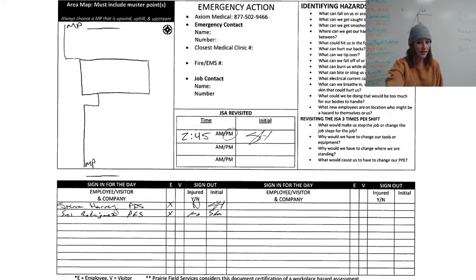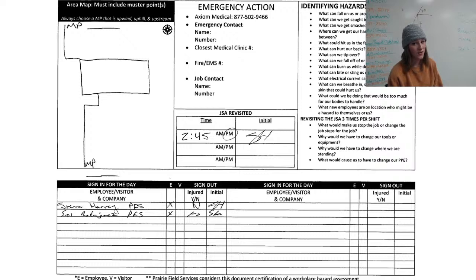Before everyone goes out, you're going to have that sign in for the day. I signed in, Sal signed in. We're employees, that's that E. The V is a visitor, so if a vendor or someone comes in, we're expecting them to be held to the same standard. So if they come in, they're going to have a hard hat, their safety glasses, and their steel-toed boots. They're going to sign in on the JSA saying that they are aware of the tasks happening in the shop, and they're included on this JSA at that point.